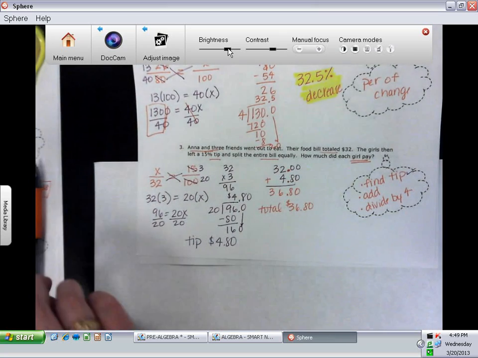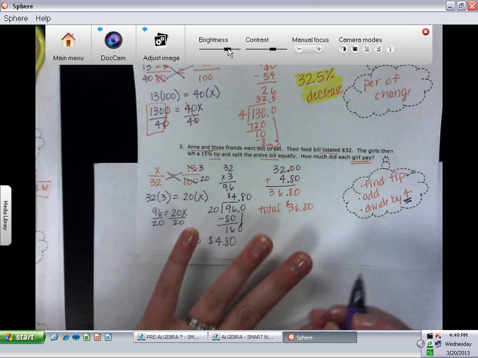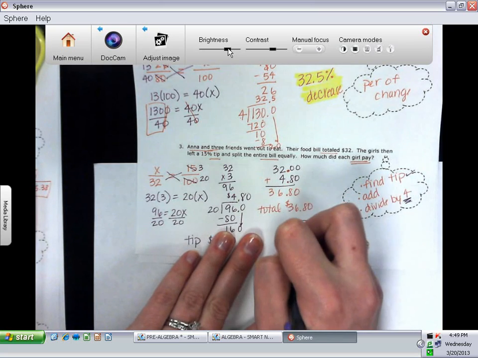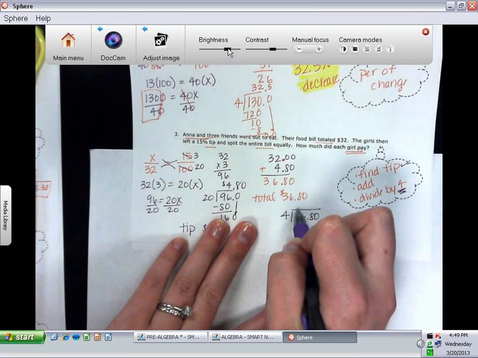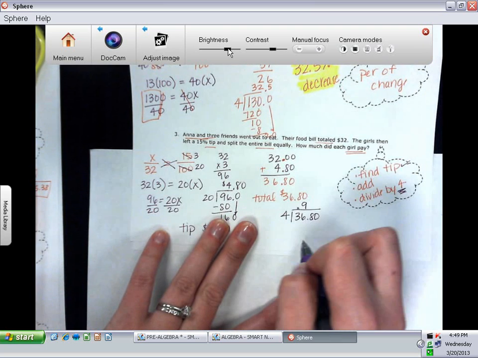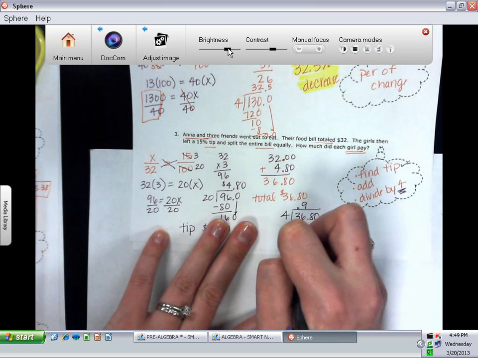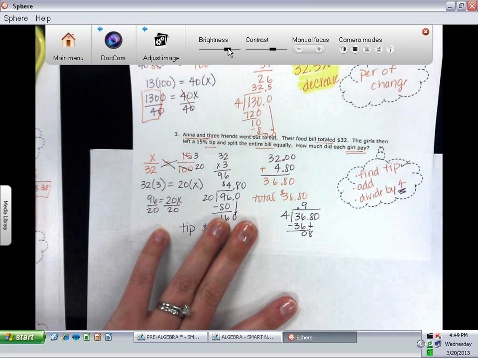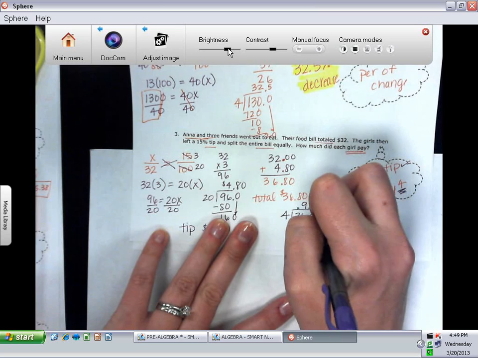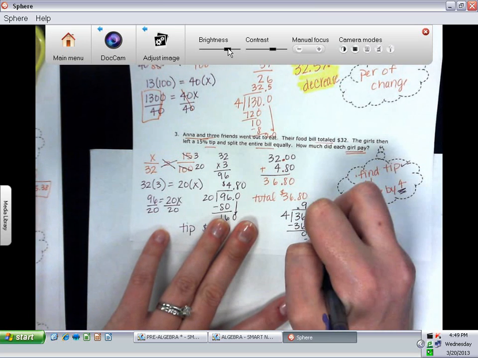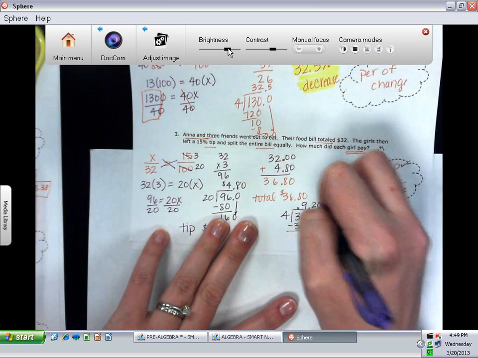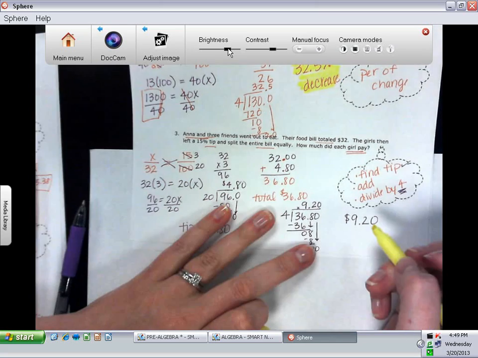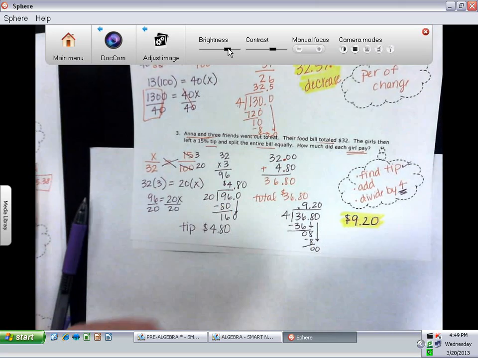So because there were 4 people, like we wrote in our bubble, we need to do $36.80 divided by 4. 4 can't go into 3, but it goes into 36 9 times. So 4 times 9 is 36. Bring down the 8. 4 goes into 8 twice. Don't forget your decimal there. Bring down the 0. 4 goes into 0 0 times. So each girl there paid $9.20. And that would be your solution.